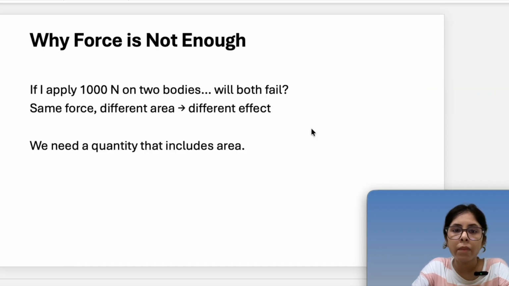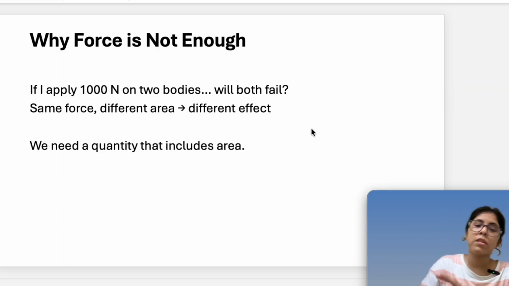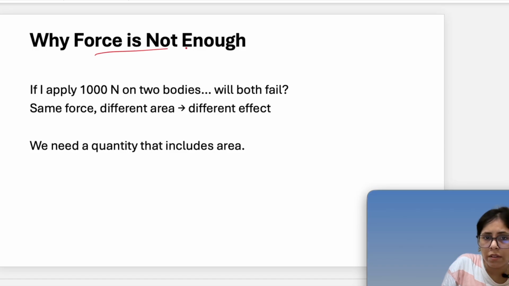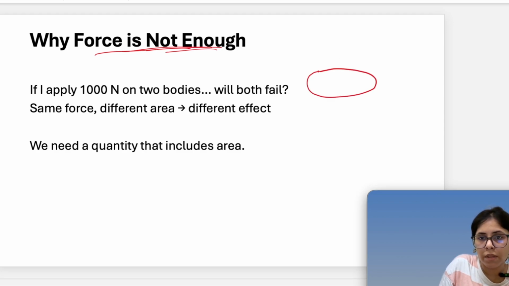Now the question that comes to our mind is, why is force not enough? So let's understand it with an example, something like this. There is a rod and then there is another rod.